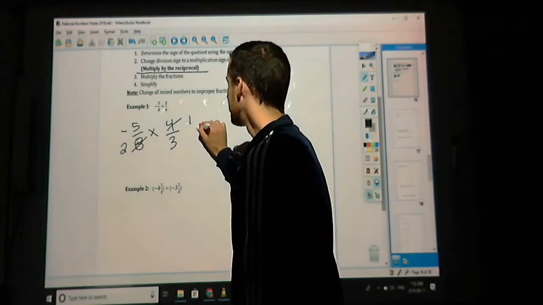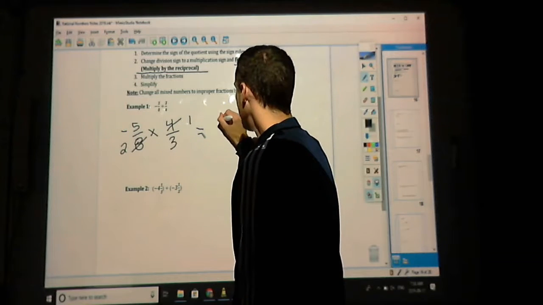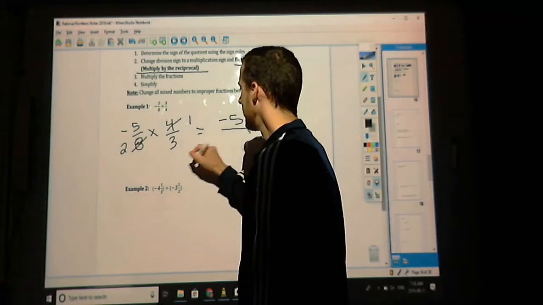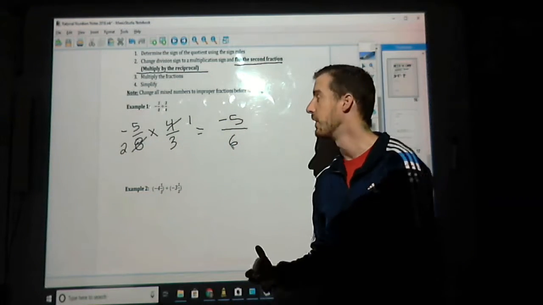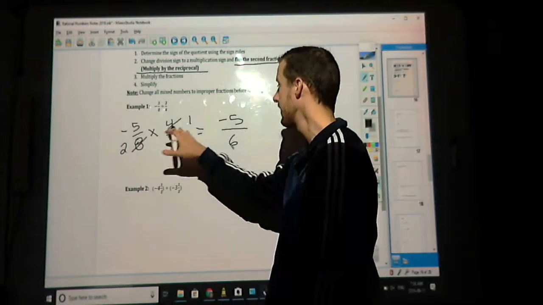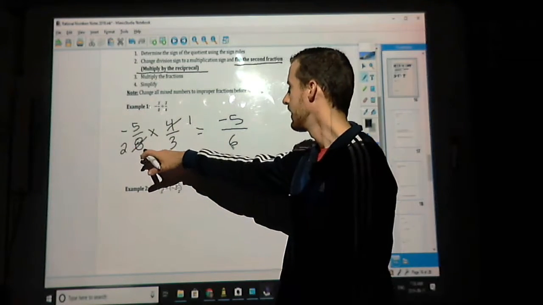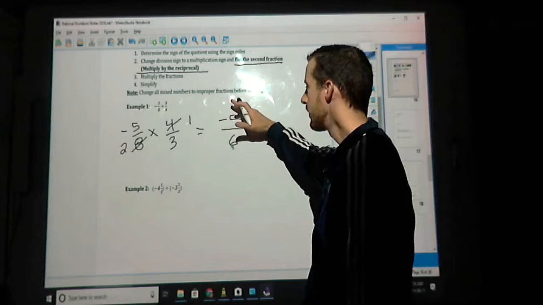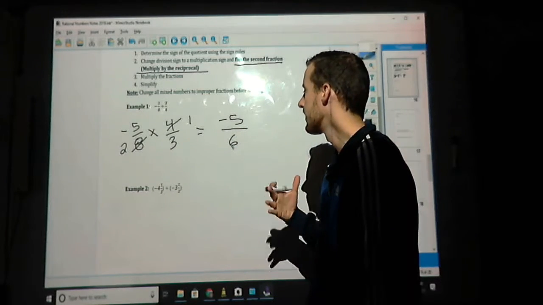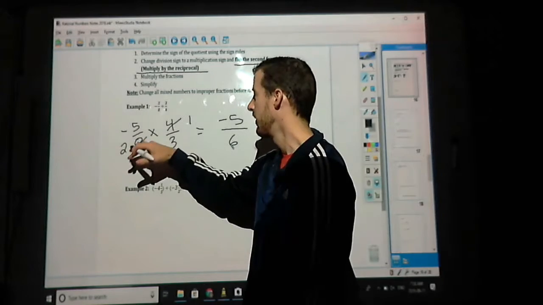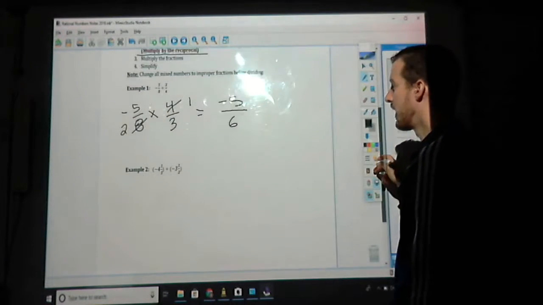End of the day, we just multiply. So negative 5 times 1, negative 5, 2 times 3 is 6, and we've already had it simplified. If we didn't do the cross canceling, that's all right. You would end up with negative 20 over 24, and you would just have to simplify dividing both sides. It's a little bit more work, so I would recommend doing the cross canceling. It's going to save you a lot of time down the road.